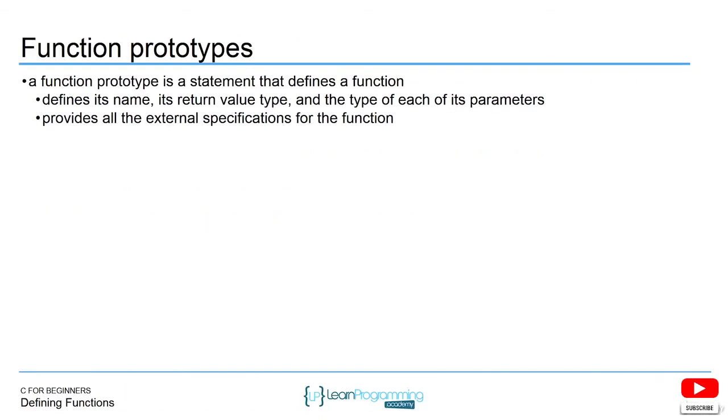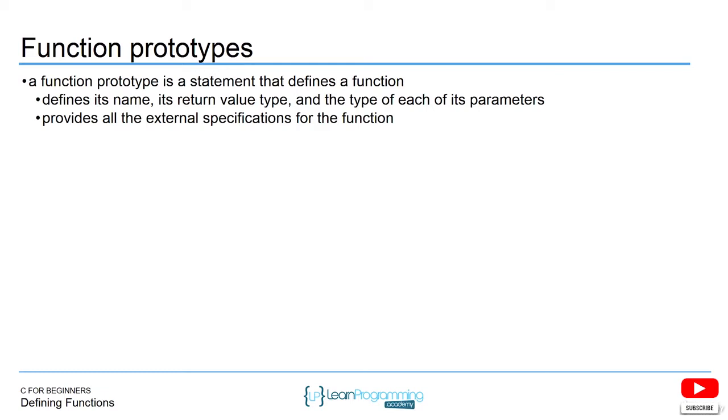Function prototypes. We talked about defining a function. What about declaring a function? You may say, why do you need to declare a function? Aren't you declaring it when you define it? But there's also a concept of declaring a function, and it's necessary if you want to use the function before it's implemented, before it's defined. So a function prototype is a statement that declares a function. It tells the compiler essentially all the details of the function. It defines its name, return type, and the type of each of its parameters. So it looks like a function header.